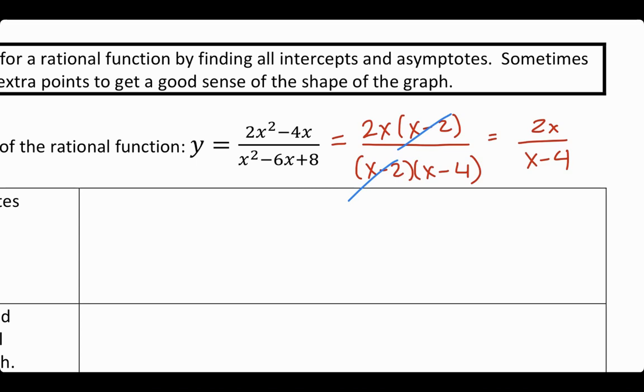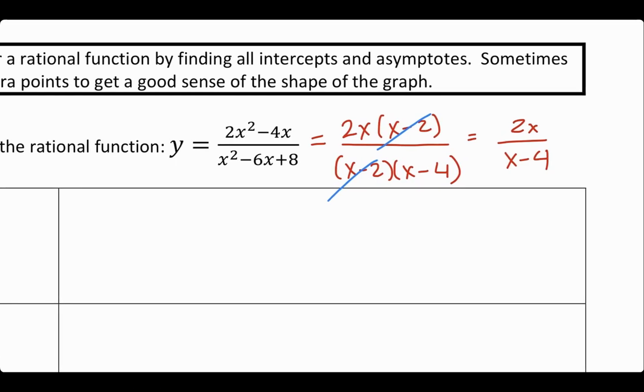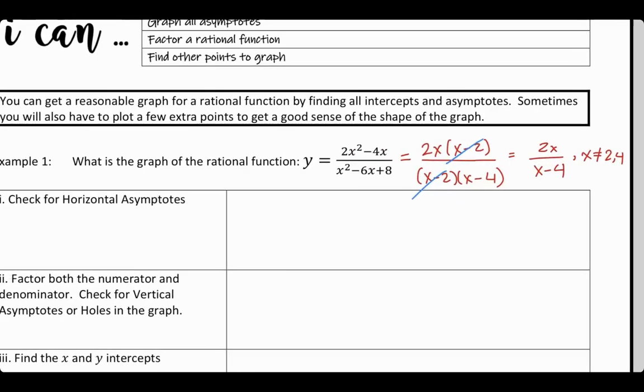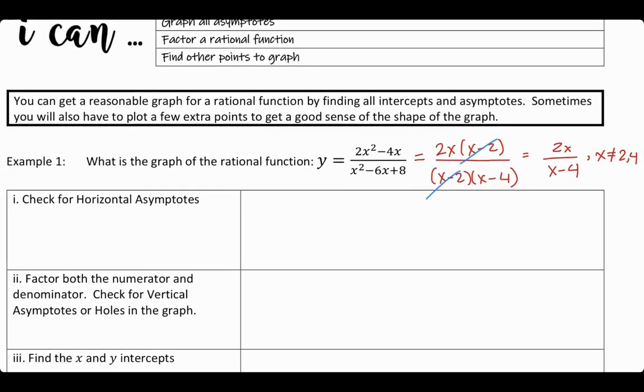So what is x not equal to? What are my excluded values here? Can't be a 2 or a 4. So we're going to come back and look at those when we get down to like step 2. We'll use those.